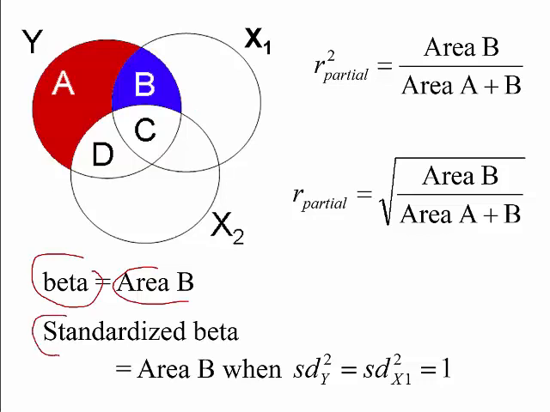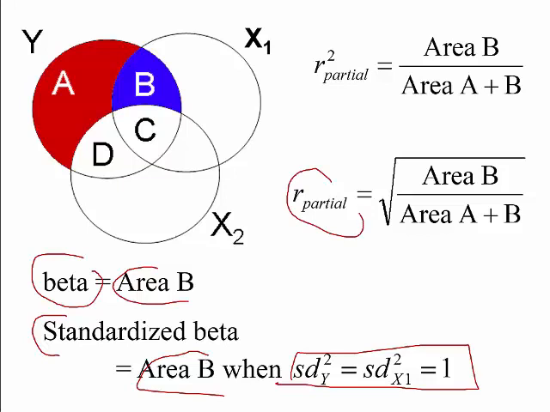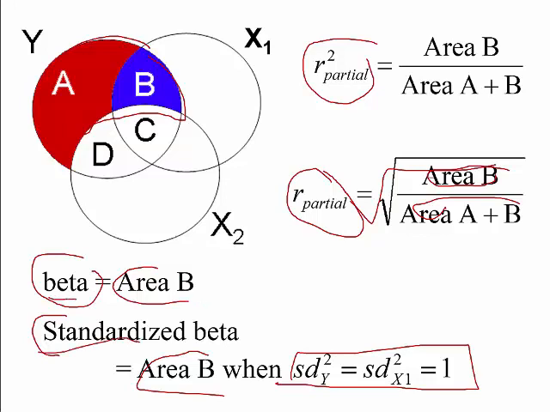The standardized beta also tells us about the size of area B, and does so when everything is turned to z-scores prior to analysis. And the partial correlation tells us specifically about the size of area B in terms of how much variance in the residual of y has been explained by the residual of x1. Area B divided by A plus B, and take the square root, and you have your partial correlation. Or if we don't take the square root, we have our squared partial correlation, the percent of variance explained. So in that way, we can talk about betas, standardized betas, and partial correlations. They all refer to area B in our Venn diagram.